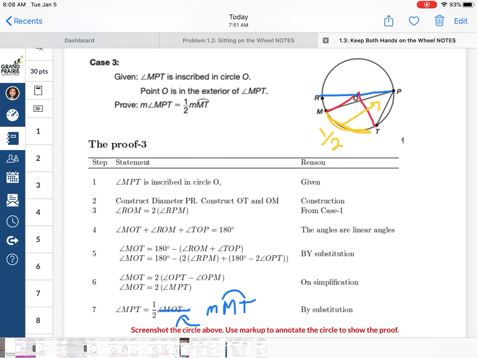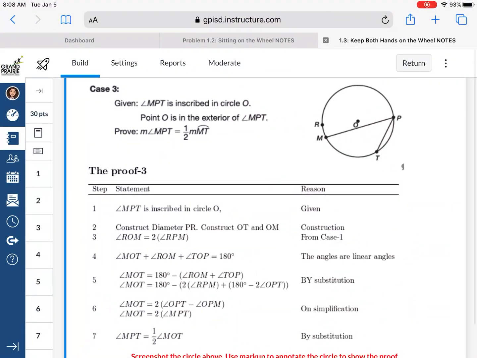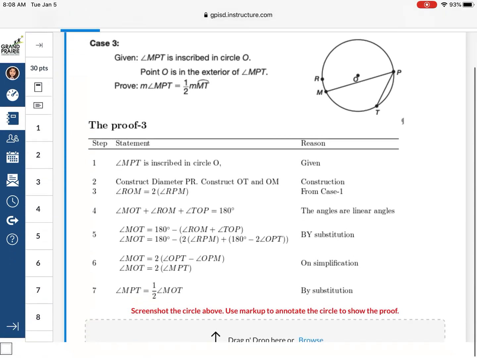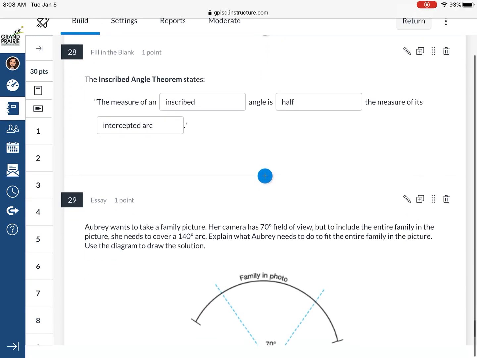Go ahead, and if you have questions, please reach out to your teacher. These are not easy things to follow. It's supposed to make it hard. We're basically exercising your logical thinking skills here. So from those three scenarios, we can come up with the inscribed angle theorem, and it says that the measure of an inscribed angle is half the measure of its intercepted arc.